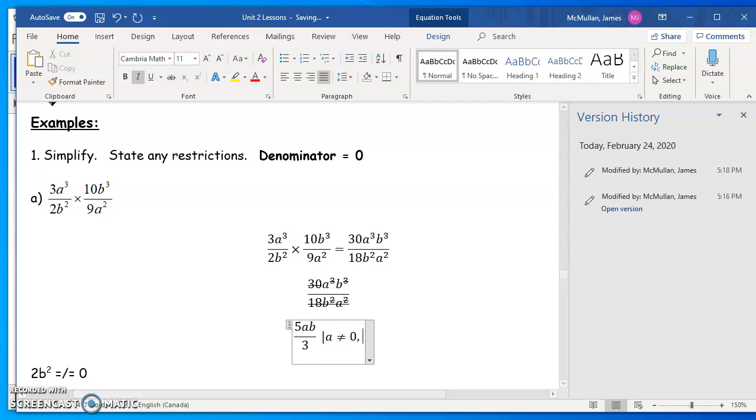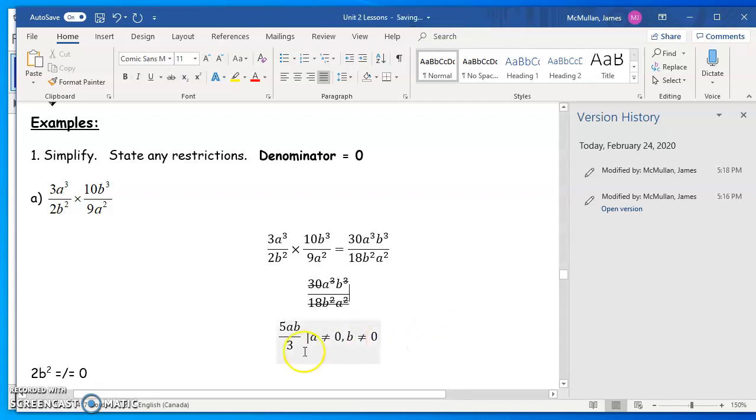A not equal to 0. B not equal to 0. Okay, so you get basically that's your final answer. What your final answer looks like is right what I've written here in red. Okay, so once we've taken all the common factors and written them down.